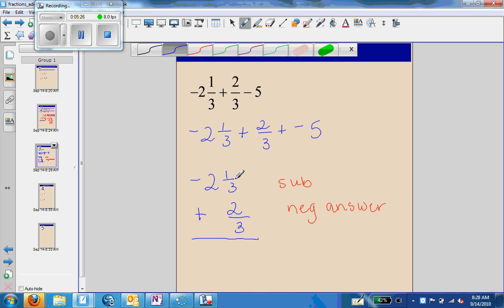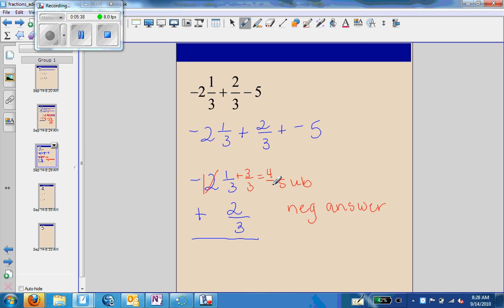So I have 1/3 minus 2/3. Can't do that, so I'm going to have to borrow. So that becomes a 1. I add 3/3 here, which gives me 4/3. So 4/3 minus 2/3. Remember, we're subtracting because they're different signs. 4/3 minus 2/3 equals 2/3.